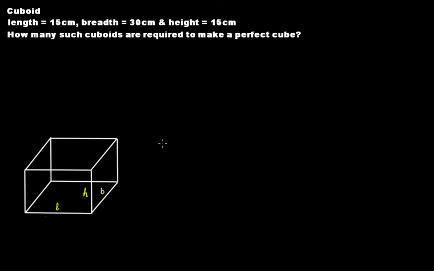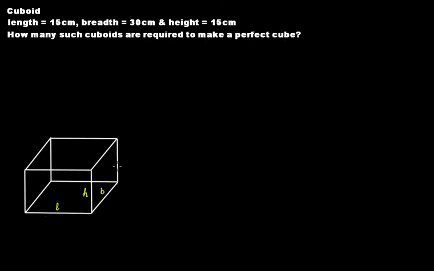We have one problem here, and in this problem we have a cuboid whose length, represented by the letter L, is 15 centimeter, breadth, represented by the letter B, is 30 centimeter, and the height, represented by the letter H, is equal to 15 centimeter. Now, this is not a very accurate diagram of a cuboid, but for the sake of our discussion, just assume that it's a cuboid. What it's asking is, how many such cuboids are required to make a perfect cube?